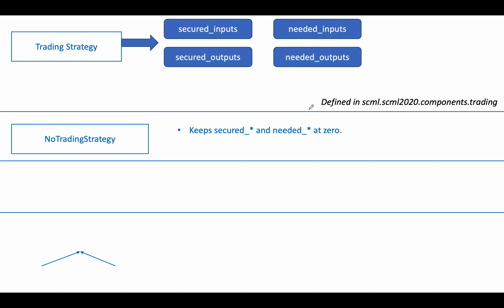The first one is a no trading strategy. It simply sets everything to 0. So the agent doesn't want to do anything. It doesn't decide to do anything. This agent is mostly reactive.